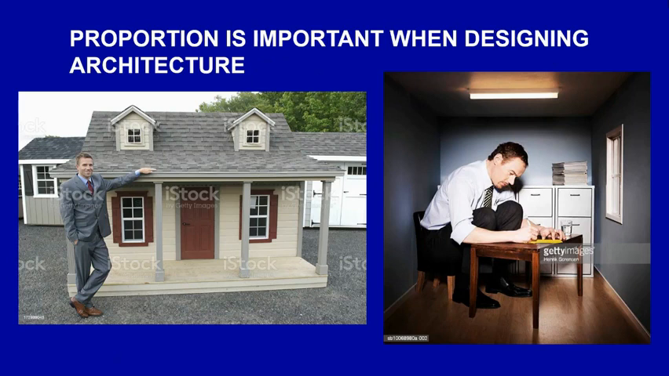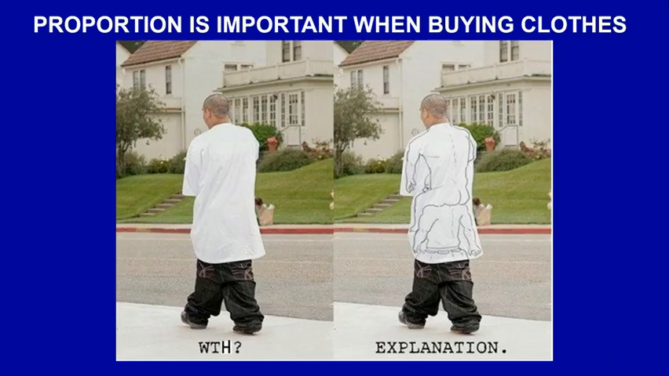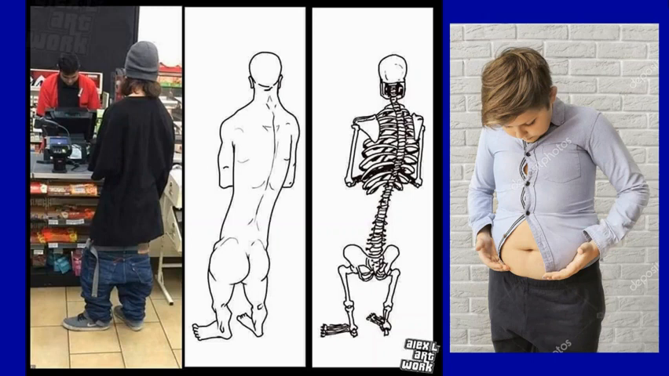So with proportion, it's important to know it when you are designing, like say, architecture. You don't want to make houses that are too small or rooms that are not proportional to the people that are using those rooms. Also, proportion is important when you are cooking. You don't want to have too much or too little of any of the ingredients when you cook, or else it's going to taste bad. And then proportion is also very important when you are buying clothes. You don't want clothes that are too loose or too tight on you. So make sure that you buy clothes that are proportional to you.